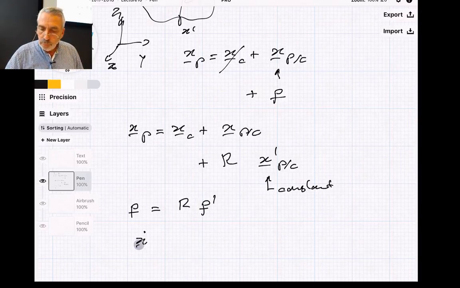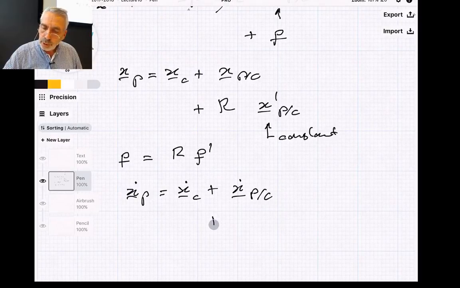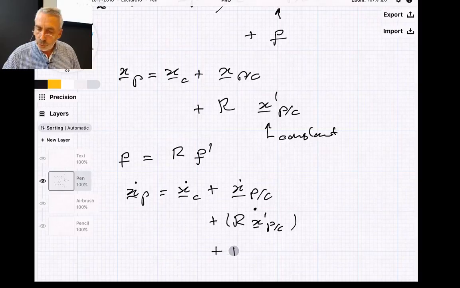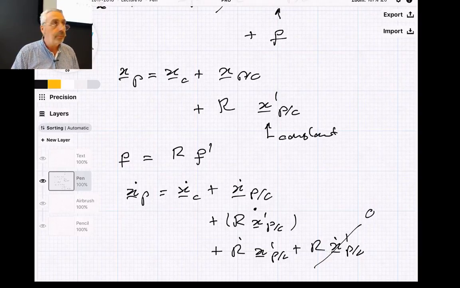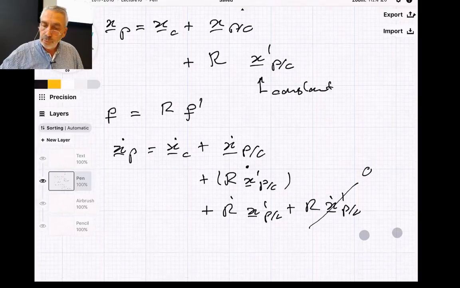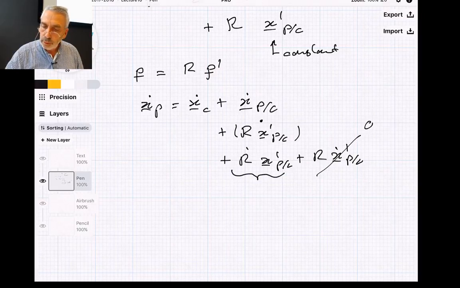Okay, now let's look at the velocity of everything. So the velocity of point P is the velocity of point C plus the relative velocity of P with respect to C. Or in other words, with our R times x prime pc, we have to take the derivative of this, and that is of course r dot times this plus r times the time derivative of x prime pc. But since these numbers are constant, this thing is 0, right? So the only part we now have for our rotational speed is this part.